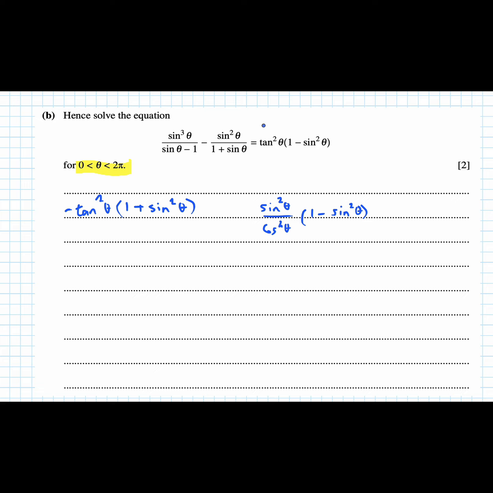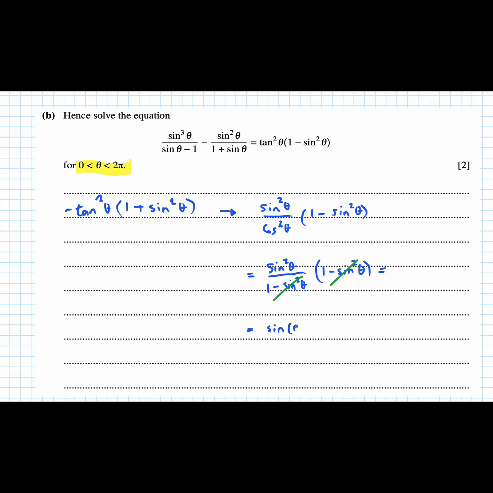So again, just thinking about our identities, sine squared theta all over cosine squared theta is tan squared theta. And you can then convert cosine squared theta back to 1 minus sine squared theta, which we did in the previous question. And you'll see that they cancel out then. So sine squared theta is equal to 0. And really it's sine theta squared.